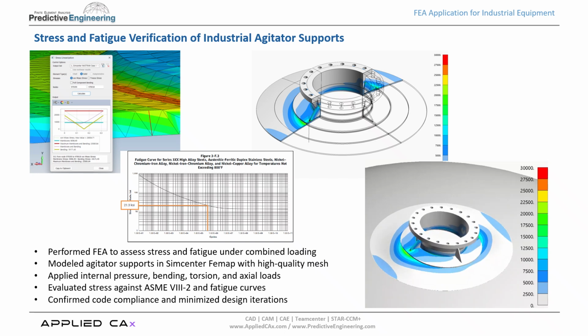Continuing our work with ASME code, we conducted a finite element analysis on an industrial agitator support to evaluate stress and fatigue under combined mechanical and pressure loading. The model was built in SimCenter FEMAP using appropriate elements. We applied pressure, axial, bending, and torsional loads and evaluated the results against ASME Section 8 Division 2 criteria. Fatigue life was assessed against the smooth bar design curves from ASME code and reported to the client.